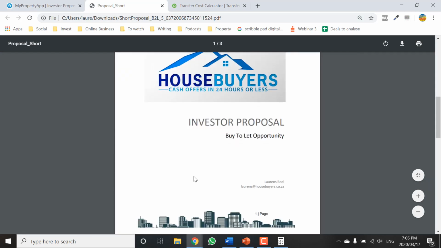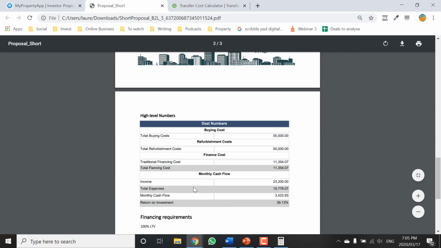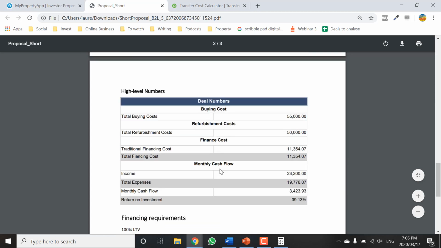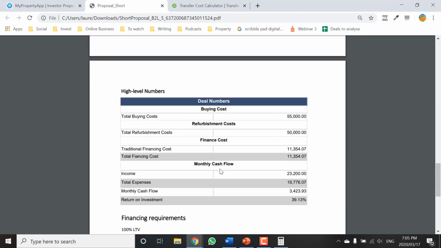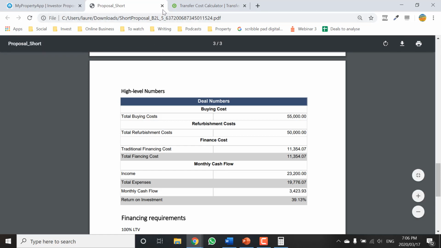No, it is. So here's the proposal document. As you can see, it just took a couple of seconds. It's now generated, professionally designed, and it's got the basic high-level numbers. So if you get stuck with the investor or the bank, just give me an email, and I'll put you in contact with my financing guy to hopefully help you raise the financing.